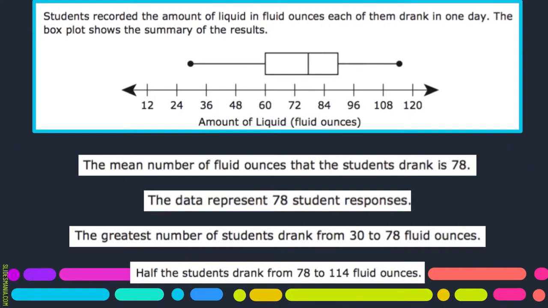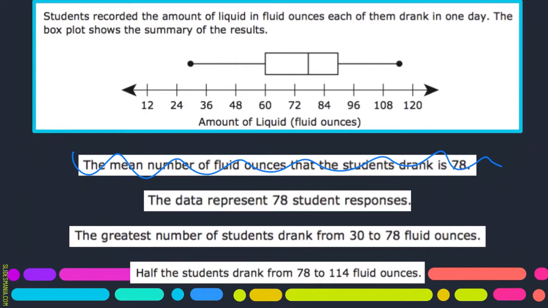So we're going to use this box plot to go through our statements and identify whether they're true or false. Students recorded the amount of liquid in fluid ounces each of them drank in one day. The box plot shows the summary of these results. The mean number of fluid ounces that the students drank is 78. Our box plot is a 5 data summary. It does not tell us our mean, so we do not have enough information to determine that.